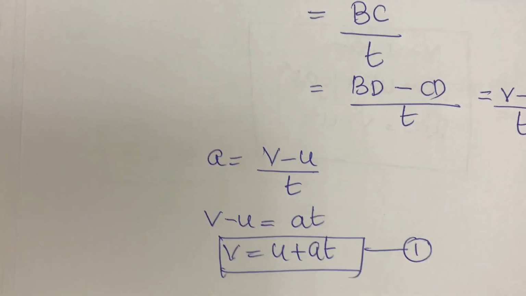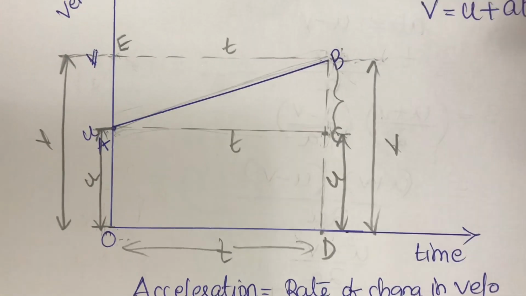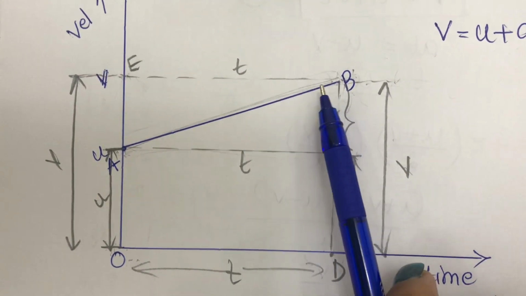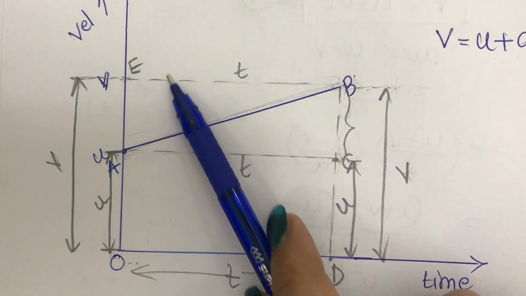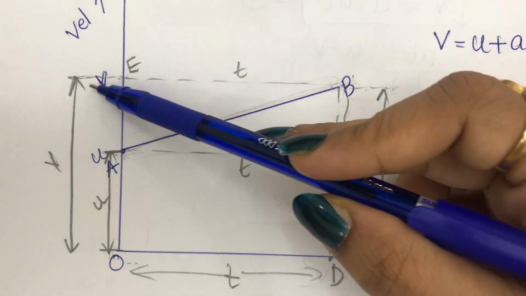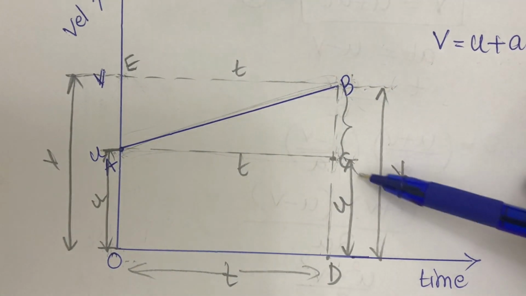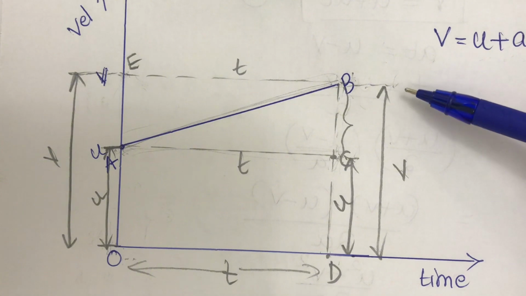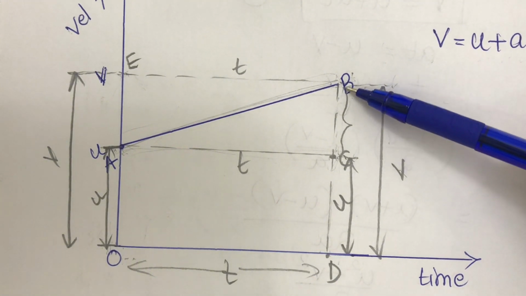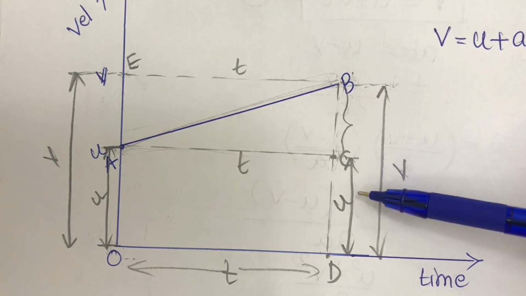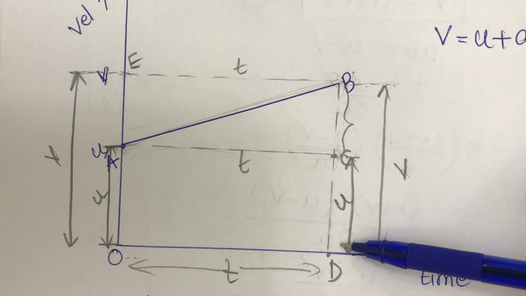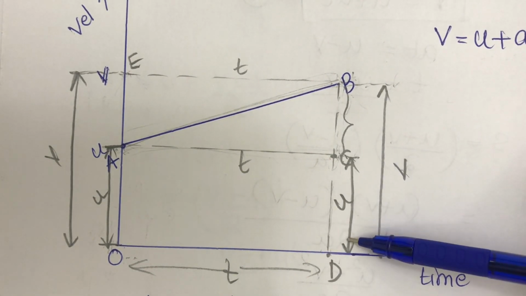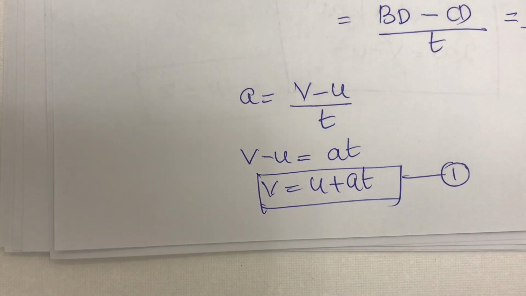And we have derived it graphically, right? So first we have drawn the VT graph. That is, my body accelerated from velocity U to velocity V. So here this will be V and this will be U. Similarly, this will be U and this will be V. So what is the change in velocity? Change in velocity will be BC. That is BC divided by time gives us the acceleration. So BC is what? V minus U. That is BD minus CD. Hence we have derived the first equation of motion.